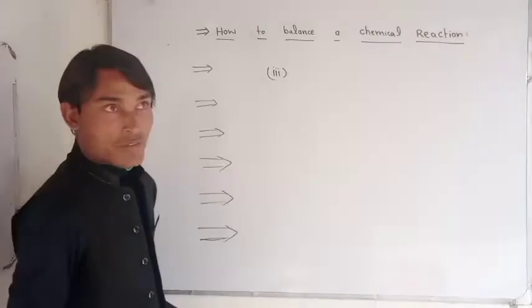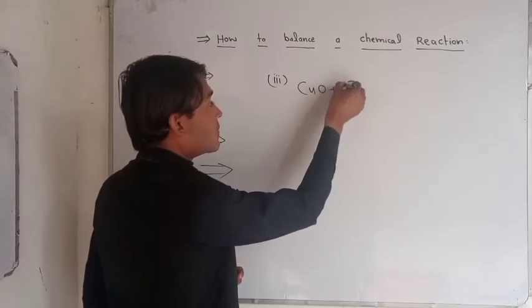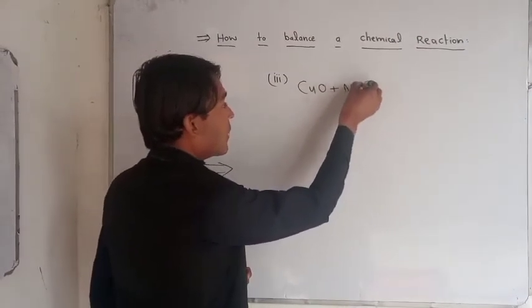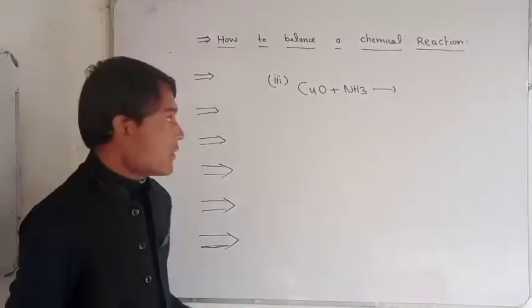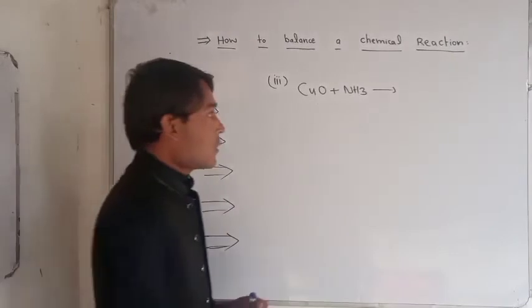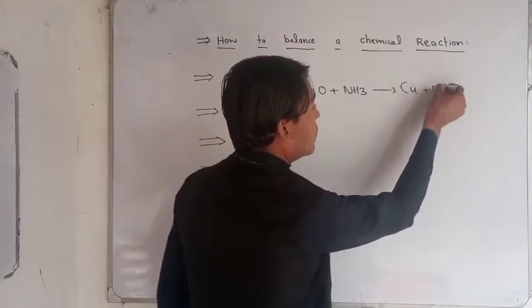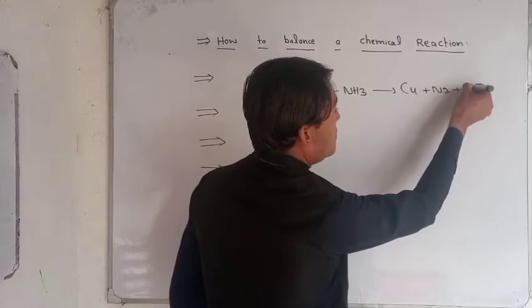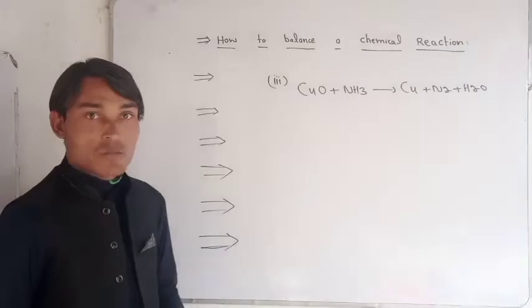Reaction number 3 is copper oxide plus NH3. Copper oxide reacts with the NH3, so it will form copper plus N2 plus H2O. Now, how to balance these reactions?